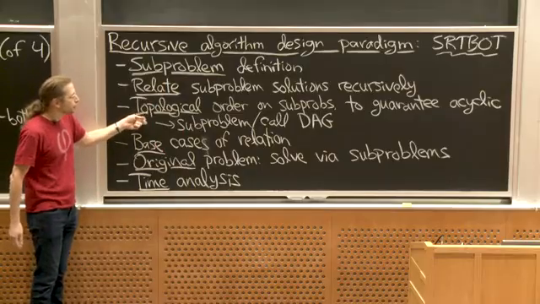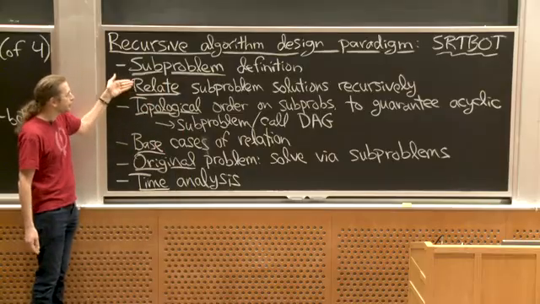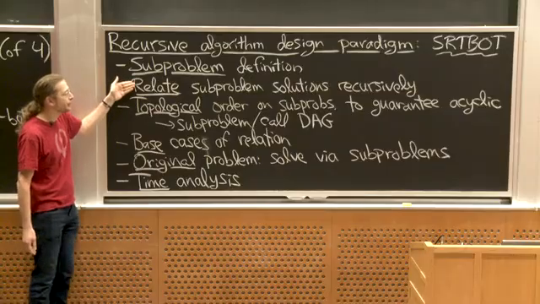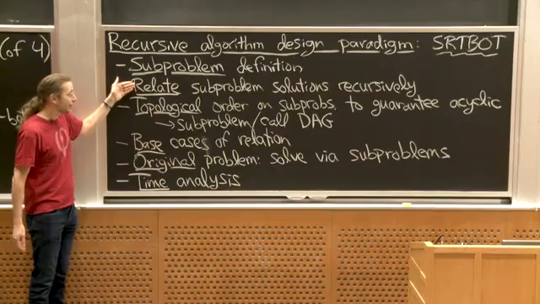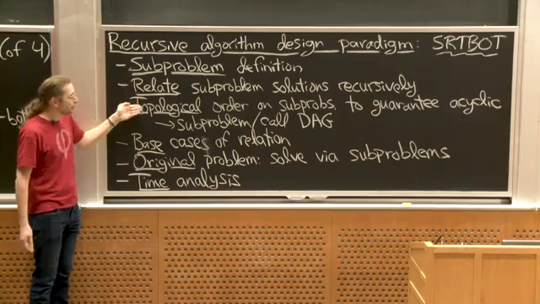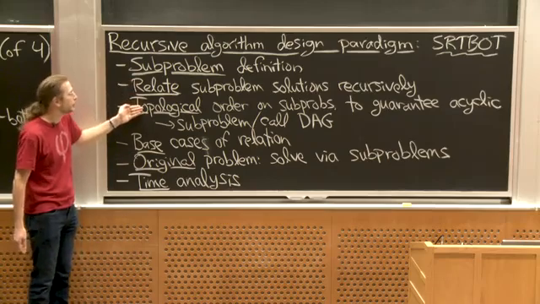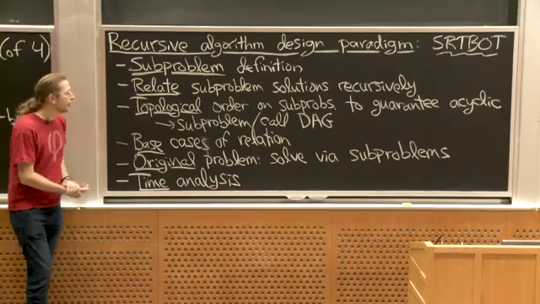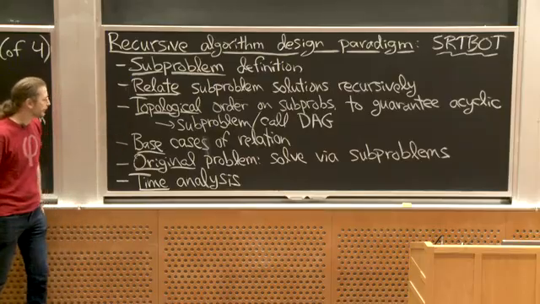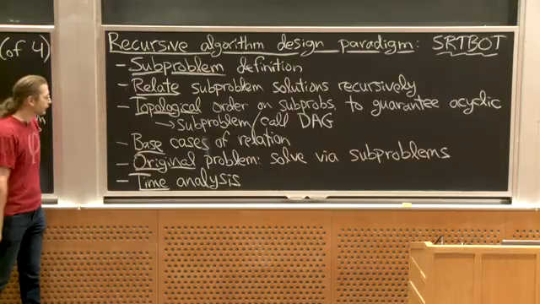And so to make sure that these dependencies between subproblems given by this recurrence relation are acyclic, one way to do that is to specify a topological order. Or you could prove it some other way. But often it's just a for loop. Just do it in this order.